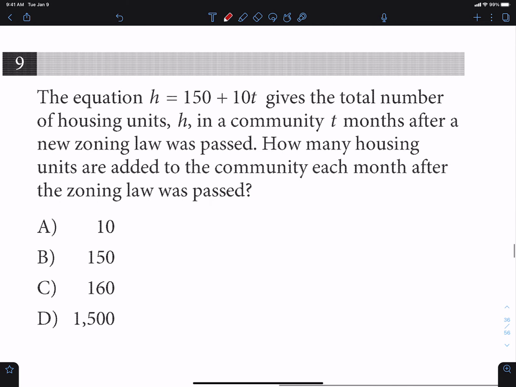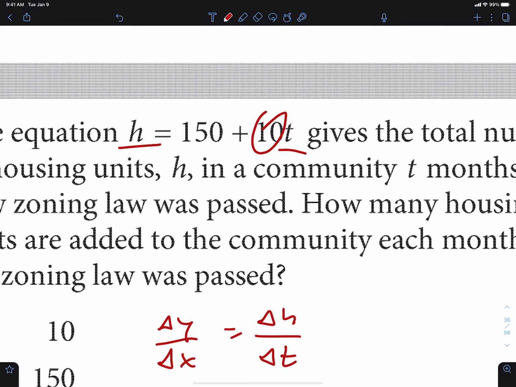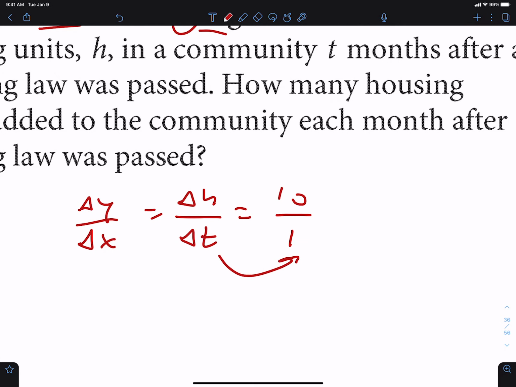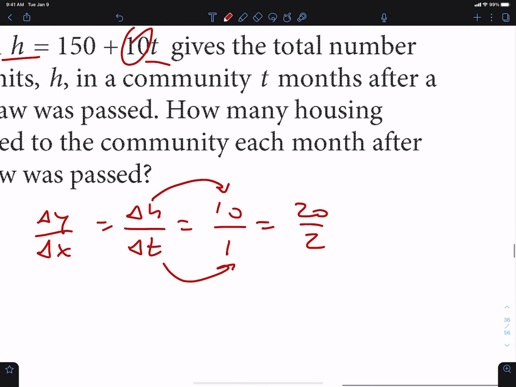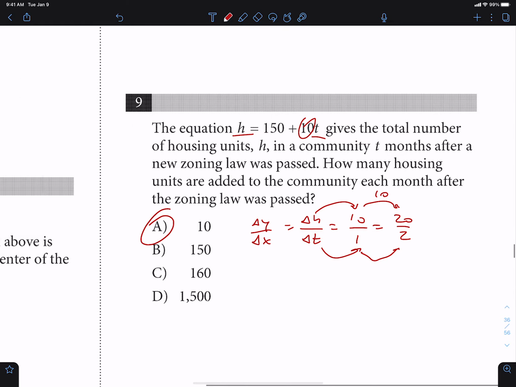Number 9, the equation h equals 150 plus 10t gives the total number of housing units. How many housing units are added to the community each month? Okay, so for this problem, we need to remember that our slope is going to be change in y over change in x, but in this case, we don't have y and x, we have h and t. So change in h over change in t is going to be our slope. And remember, the slope is the coefficient of the t term, meaning our slope is 10, or 10 over 1. So for each month, t months, we get 10 extra housing units, because then we can do 20 over 2. If we add another month, we get 10 extra. So the answer is going to be A.